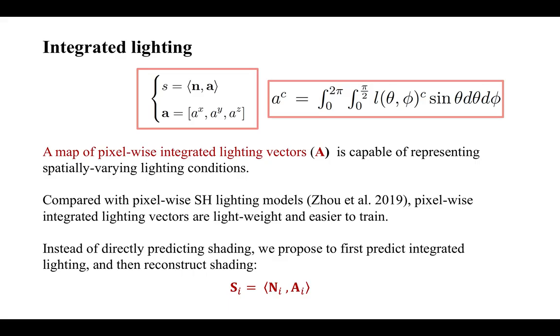In order to represent spatially varying lighting indoors, we propose to predict a map of pixel-wise integrated lighting vectors. In our work, shading is reconstructed by predicted surface normals and predicted integrated lighting. Compared with pixel-wise spherical harmonics lighting models proposed by Zhou, pixel-wise integrated lighting vectors are lightweight and easier to train.